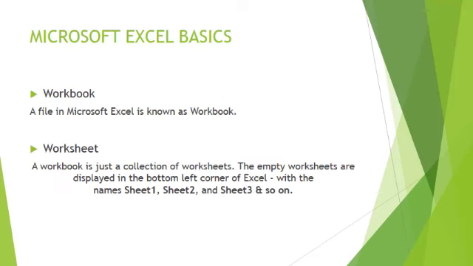Now first, we will discuss the Microsoft Excel basics. First is workbook. A workbook is a file that contains one or more worksheets to help in organizing data, or simply a file in Microsoft Excel is called a workbook. By default, it's named as Book 1, Book 2 and so on. And the extension for saving a file in Microsoft Excel is .xlsx.